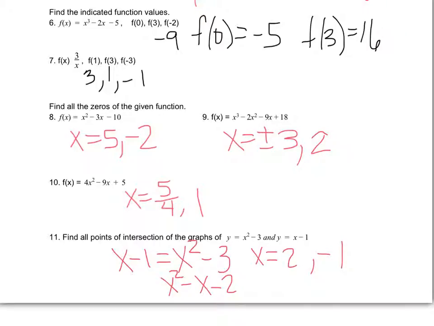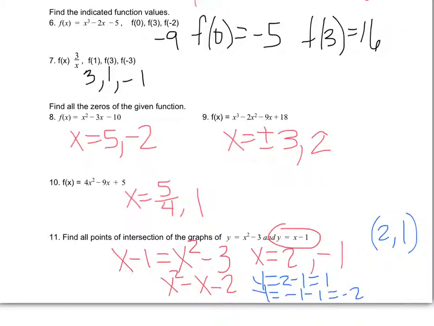And then to get my y values, I would just pick a formula and put them back in. So I'm going to pick the line, it's the easiest. So for 2, I would have y equals 2 minus 1, which is 1. So 1 point is 2, 1 that they meet. And then the other one is y equals negative 1 minus 1, which is negative 2. So negative 1, negative 2.